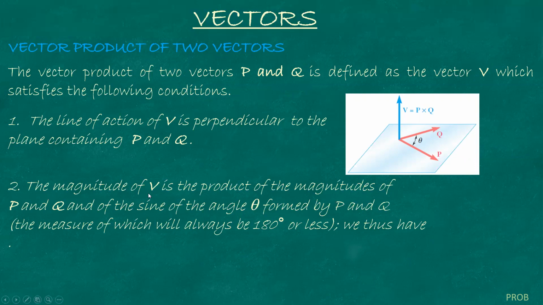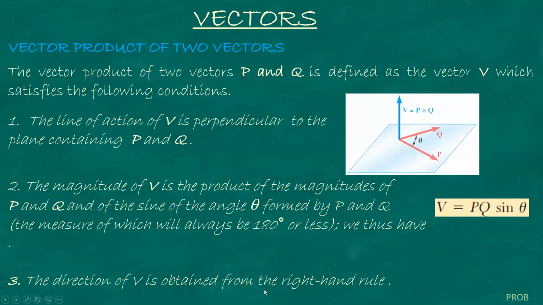Number 2, the magnitude of V is the product of the magnitudes of P and Q and the sine of the angle theta formed by P and Q. The measure of which will always be 180 degrees or less. We thus have this one. The magnitude of V is the magnitude of P, times the magnitude of Q, times sine theta.